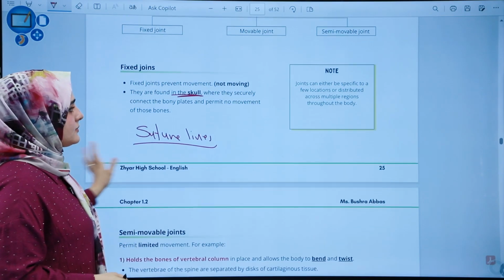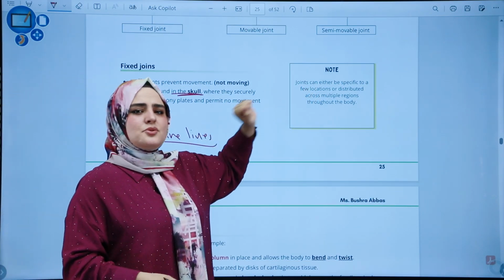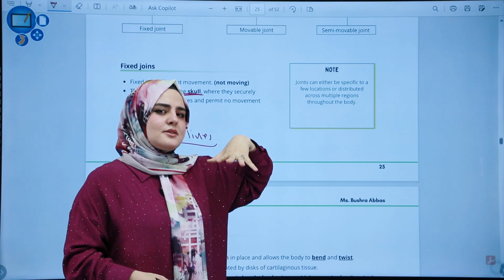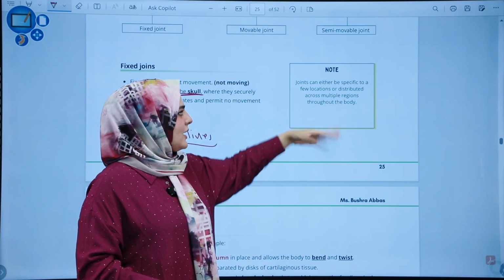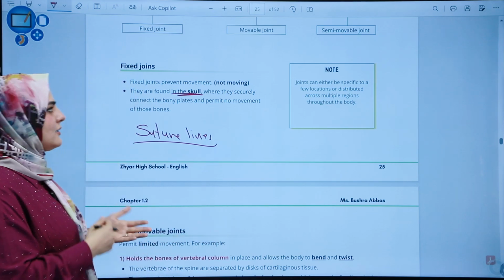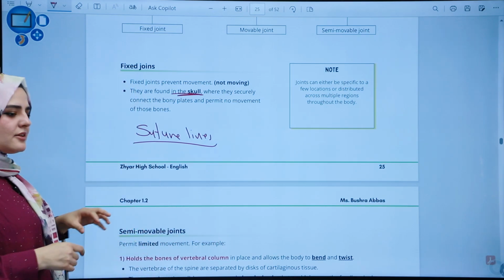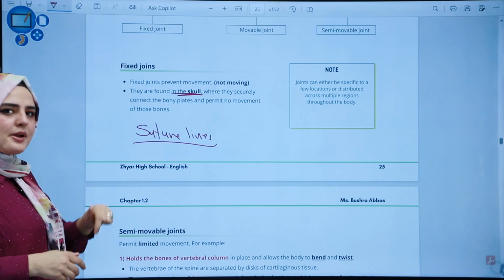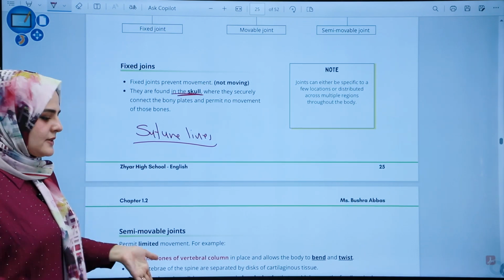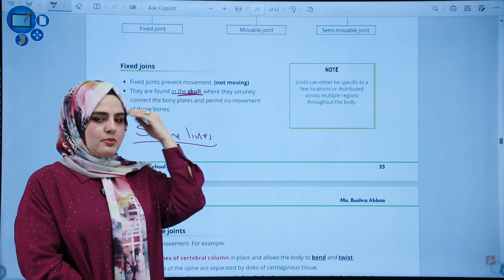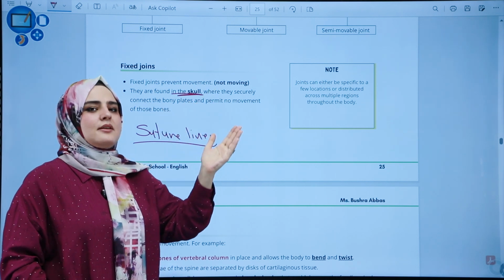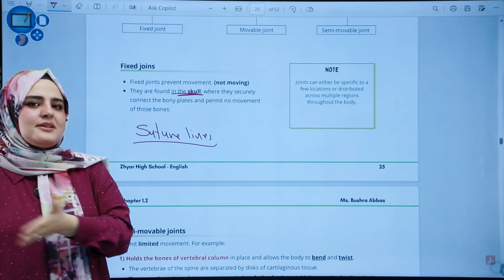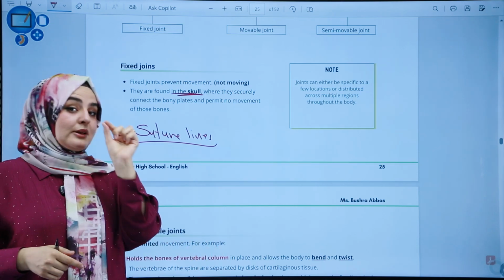Now, there's a note here. It says the joints are distributed according to their locations. You can find them in different areas. Some become specific to one area, which is known by them. For example, anytime I say fixed joint, you have to remember that this is the skull, because this is a specific area for that. Some of them are repeated throughout the body, others are only in one place.